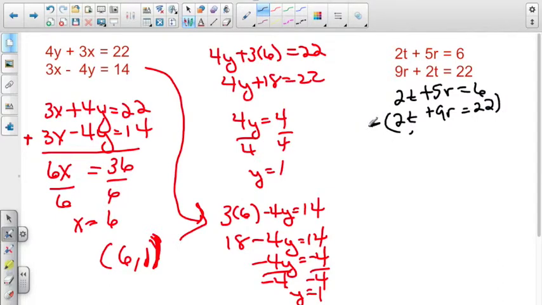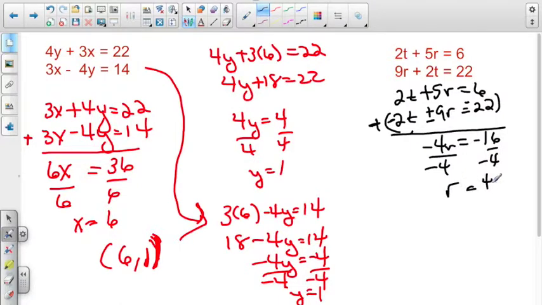But if I subtract it, I've got to subtract everything in here. So this is going to become a plus a negative 2t, a negative 9r, and a negative 22. So when I add these together, I'm going to come up with a 0. But this positive 9r now becomes a negative 9r. So I'm going to come up with negative 9r plus 5r, negative 4r. And I'm going to have negative 22 plus 6, which is going to give me negative 16. If I divide both sides by negative 4, I come up with r is equal to 4.